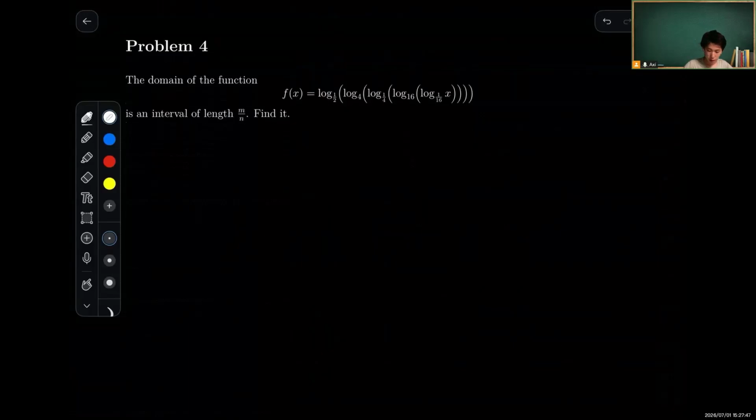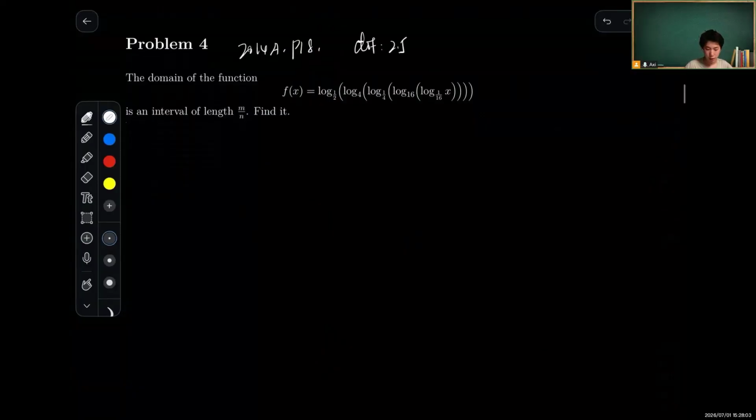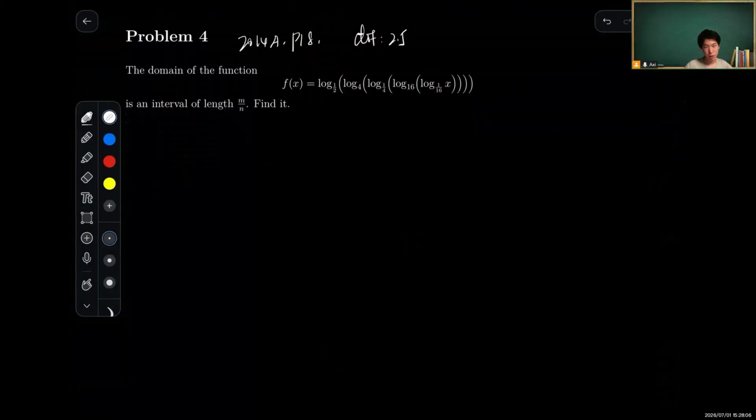The next problem is not hard, but a little tricky. This is 2014A problem 18, difficulty 2.5. Try it out. And I would really like it if you can do this problem yourself, because this is one of those problems that really is quite tricky. So essentially, we're asking, what is the domain? We know log a of x must have x greater than 0, otherwise it is not defined.